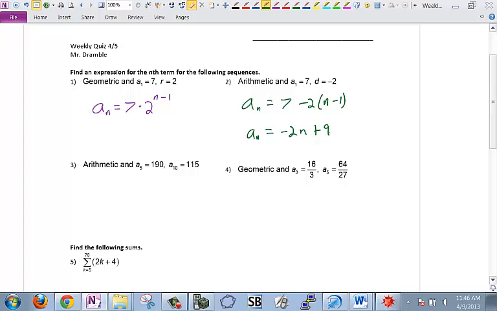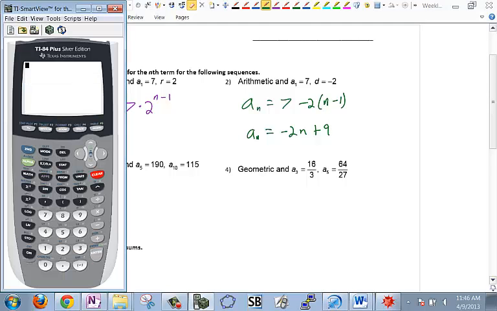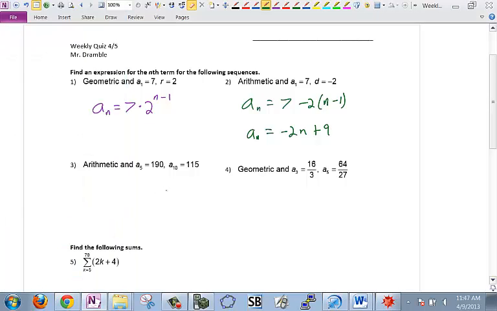Now, in number 3, we are not given either the first term or the common difference, but you can easily use subtraction. So 115 minus 190 results in negative 75. So your common difference should come out negative, right? Because the numbers are clearly decreasing. And then divide that by 5, because that's how far apart the terms are, the 10th term and the 5th term. And you get a common difference of exactly negative 15.